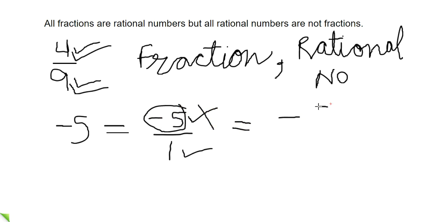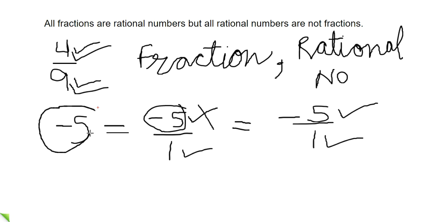But if I recall the definition of rational numbers, it says I can write it in the form of P upon Q, which I have already done, and P and Q should be integers. Is -5 an integer? Yes, it is an integer. Is 1 an integer? Yes, it is an integer. Is Q not equal to 0? Yes, true. So, in other words, I can say that -5 is a rational number, but it is not a fraction.